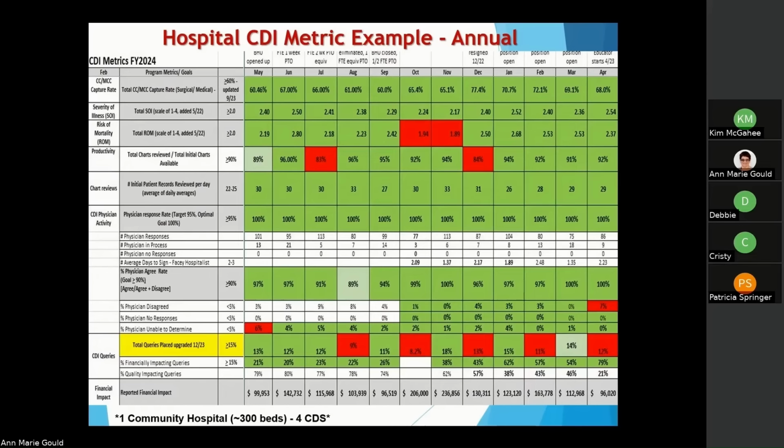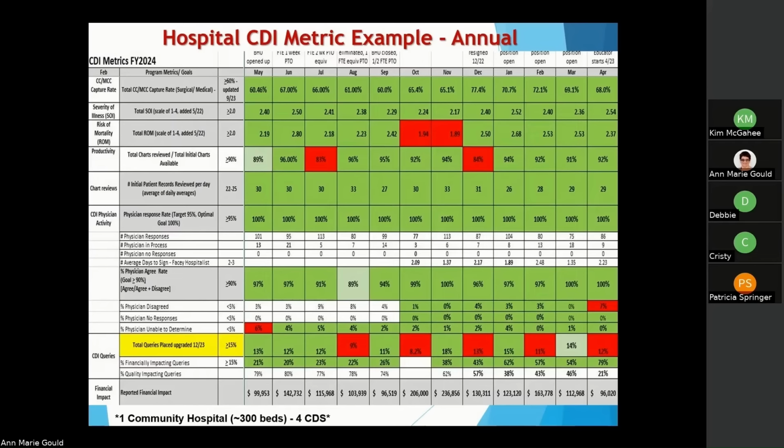They also broke down the agreement rates and then the disagreement rate with the no responses and unable to determine. They were looking at less than 5%. So I think that's a pretty decent benchmark when it comes to disagree, no response, or unable to determine. They also looked at your CDI queries. What was the total queries that were placed? They're looking at greater than 15% query rate, okay?